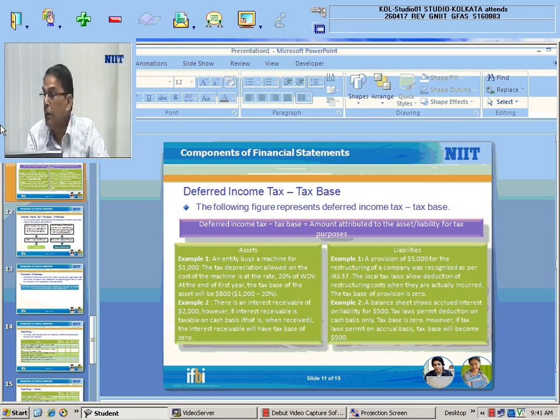So only when the liability is actually paid out will tax law allow it as a deductible expense. So the tax base is 0. The amount that will be attributed under tax laws to that particular item of liability will be 0. But if the tax law permits deduction on accrual basis, then the tax base will become $500. So it depends on the tax law of the country.